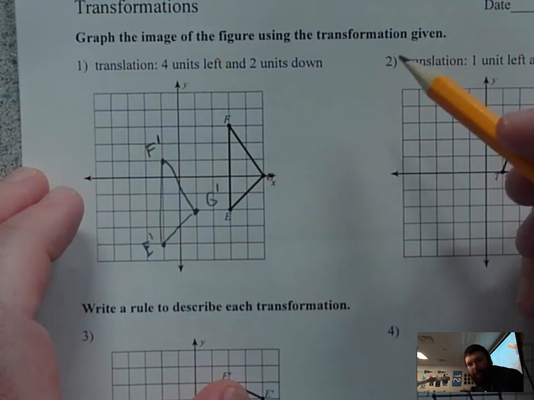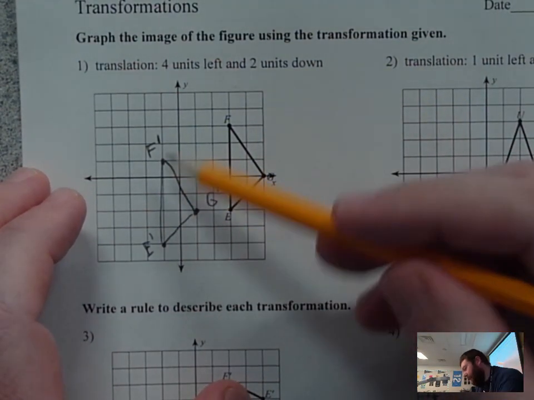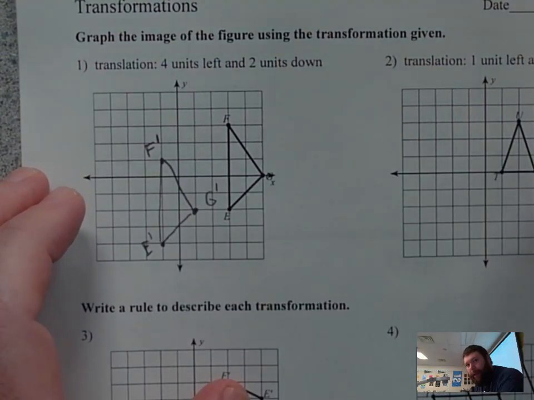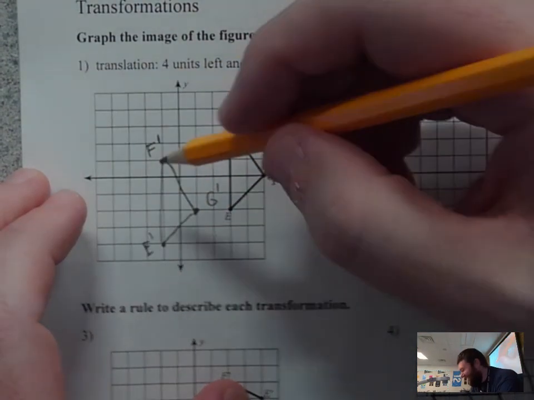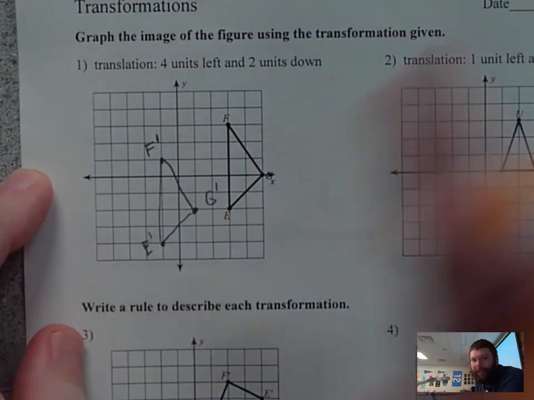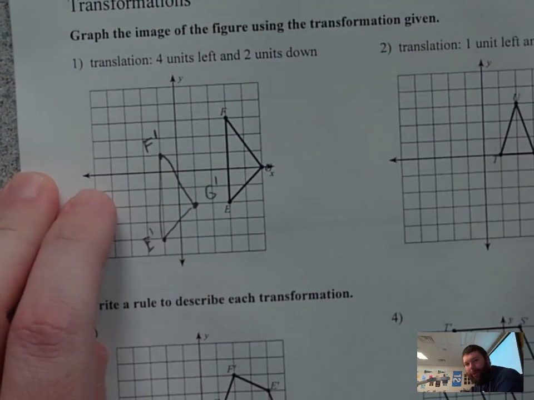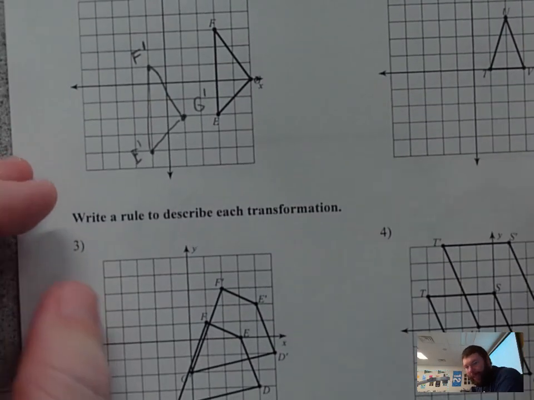And again, it's the same shape, maybe not with as straight lines. Anyway, it's the same shape. It's just been slid 4 units to the left and 2 units down. All you're doing with translation is just sliding it along the grid. It's just a counting game, basically.